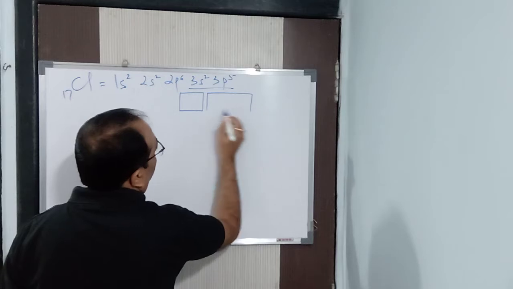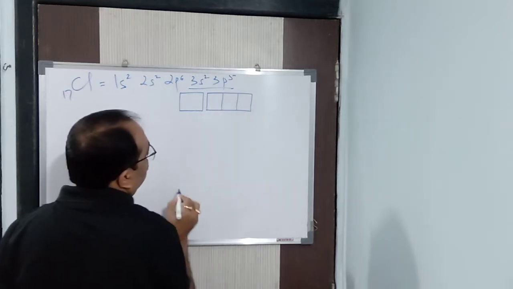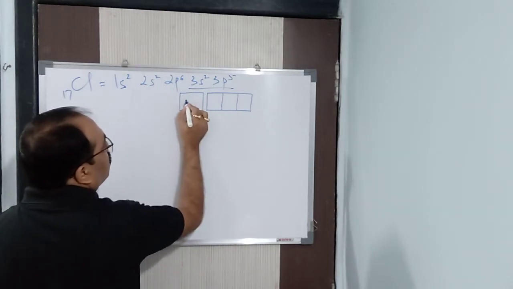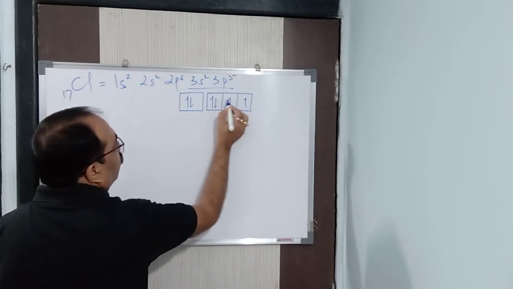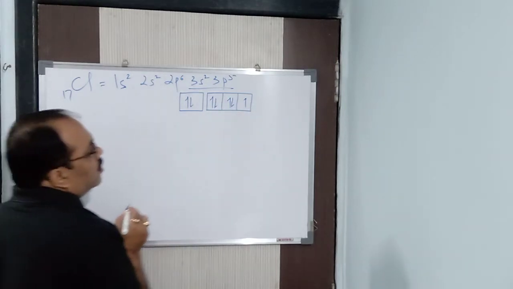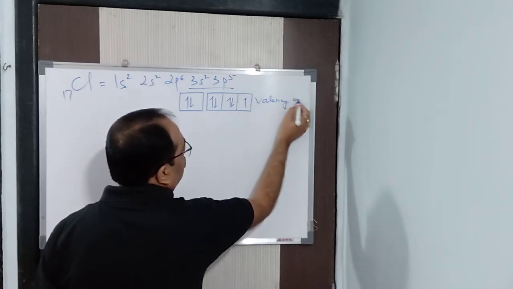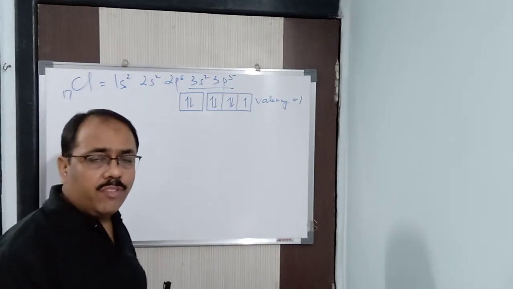I am not interested at all in the innermost shells because their orbitals are fully filled. So 3s2, 2 electrons, and 3p5, 1, 2, 3, 4 and 5. As you can see, one unpaired electron is there, due to which its valency is 1, because the number of unpaired electrons gives its valency.